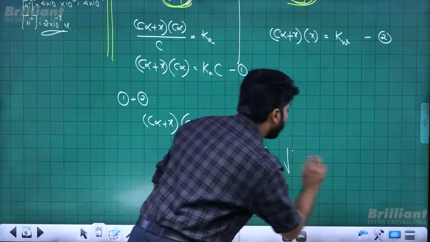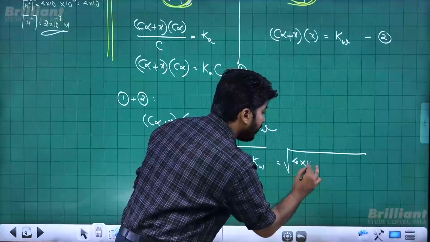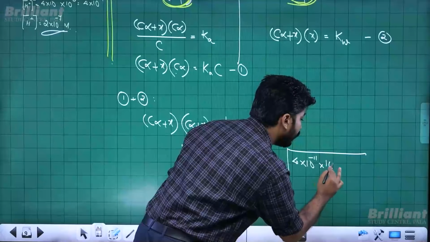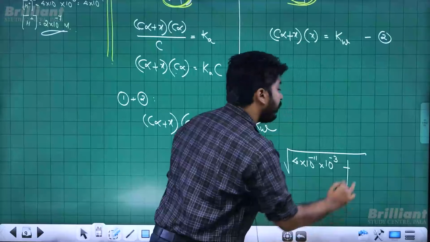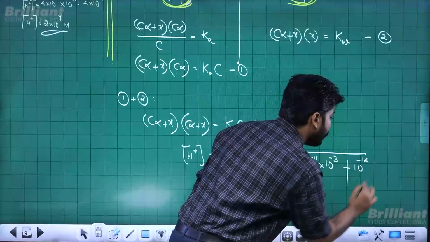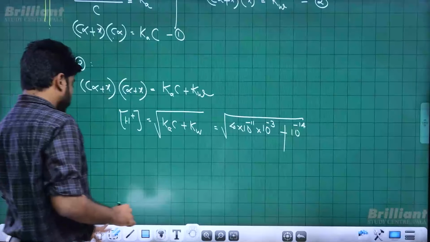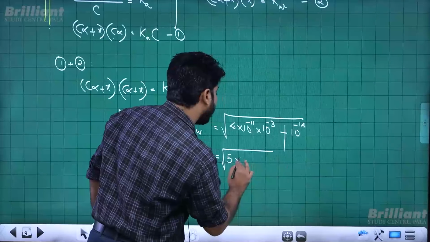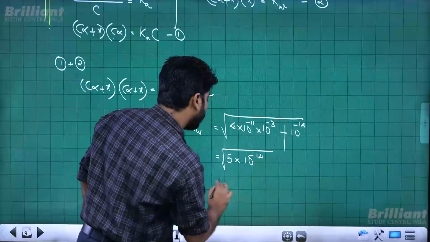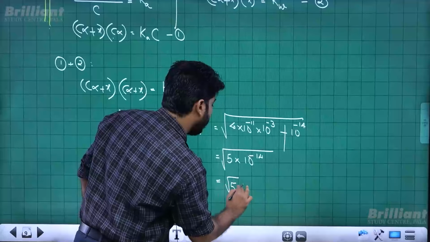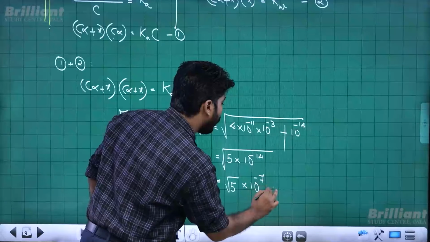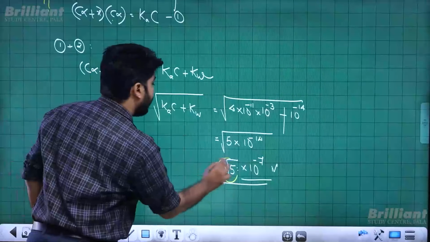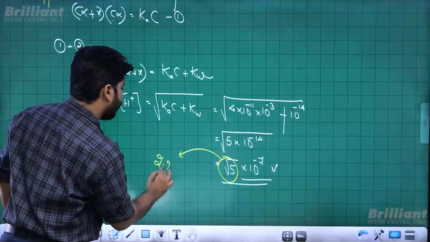We know the value of KaC and Kw. Ka is 4 into 10 raised to minus 11, and the concentration of H plus initially was 10 raised to minus 3, plus Kw is given as 10 raised to minus 14. So H plus concentration is going to be root of 5 into 10 raised to minus 14, which is square root of 5 into 10 raised to minus 7 molar. And you know, square root of 5 is approximately 2.236.